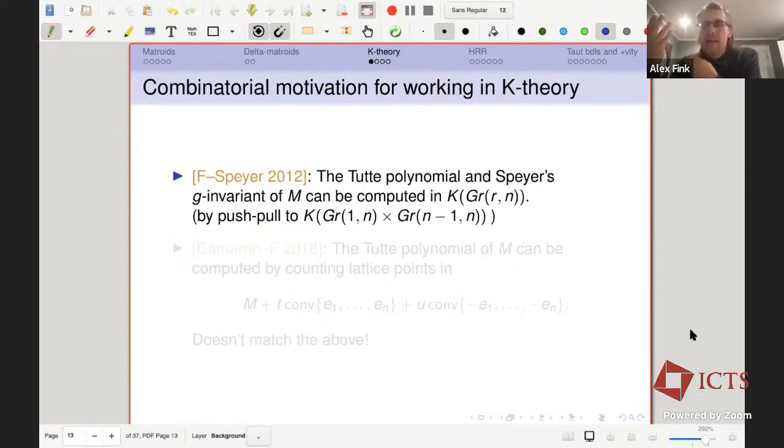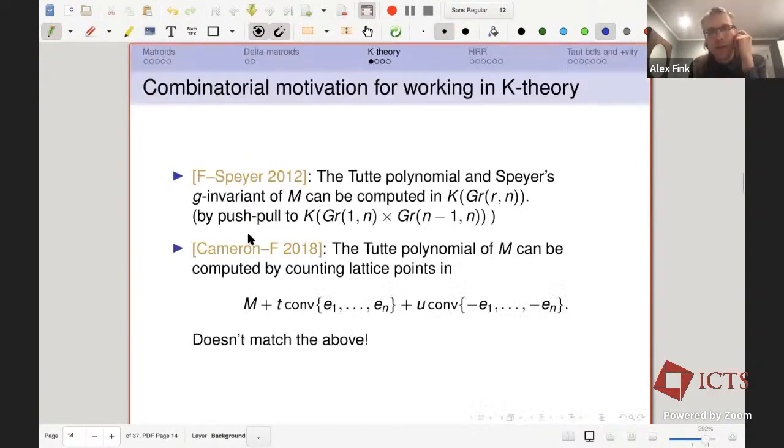There are some computations in combinatorics that suggested it might be useful to have K-theory as well. For instance, in work with David Speyer, I showed how to compute certain matroid invariants. The Tutte polynomial is one. Speyer's g invariant is another. This is about enumerating the faces of a tropical linear space. And we showed a formula for these that used K-theory of Fink and Speyer.